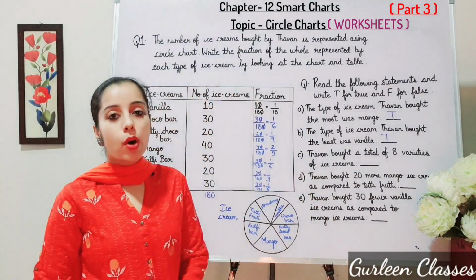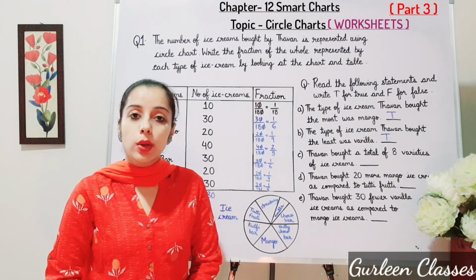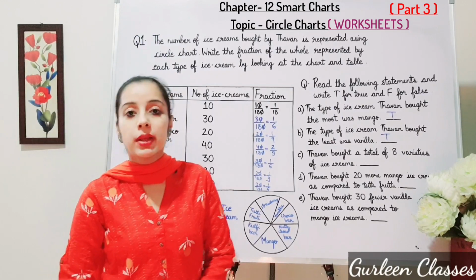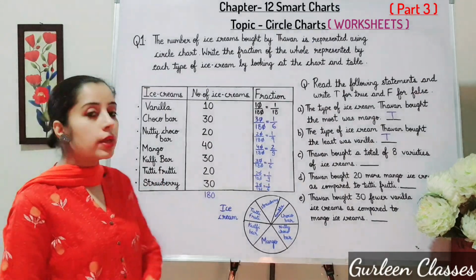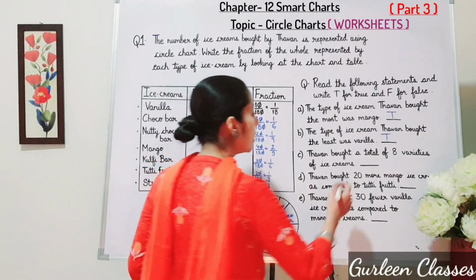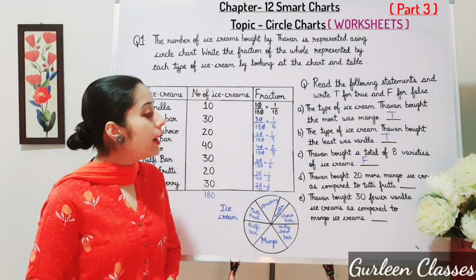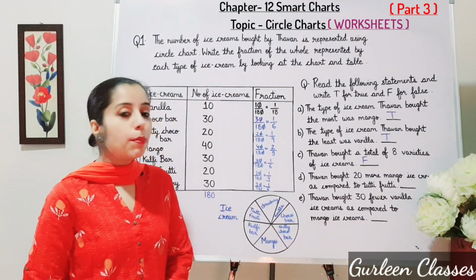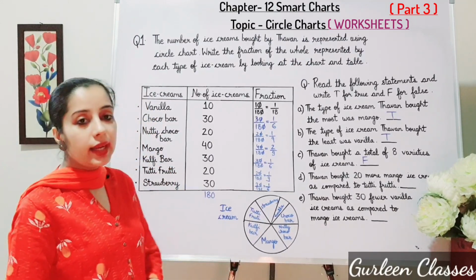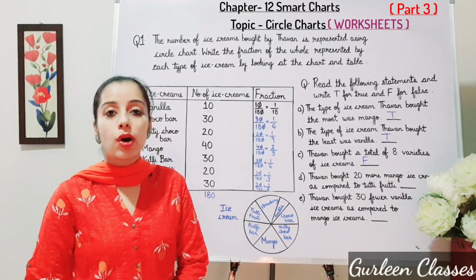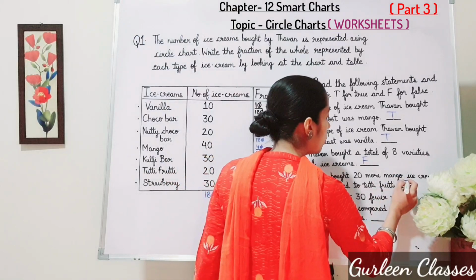C part, Dhawan bought a total of 8 varieties of ice creams. No. Dhawan bought total 7 varieties of ice cream. So let us see here. 1, 2, 3, 4, 5, 6, 7. So this statement is false. D part, Dhawan bought 20 more mango ice creams as compared to Tutti Frutti. Yes. As Tutti Frutti ice creams are 20 and mango ice creams were 40. 40 minus 20, 20. So this statement is true.